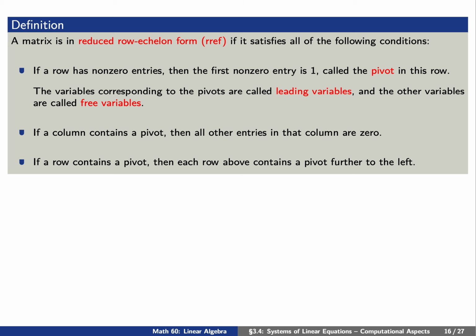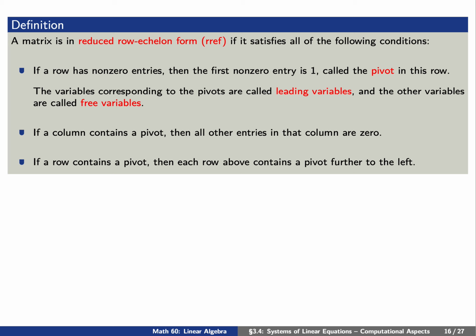Next, let's look at the columns. If an individual column does contain a pivot, then all of the other entries in that column must be 0. That is, every such column has exactly one non-zero element, and that non-zero element is the number 1.